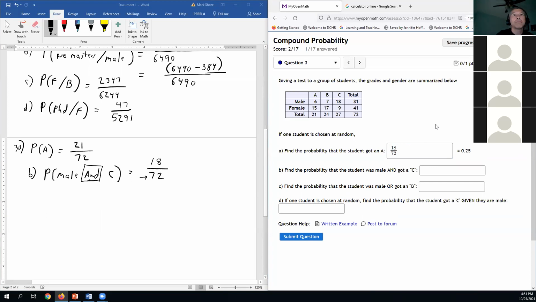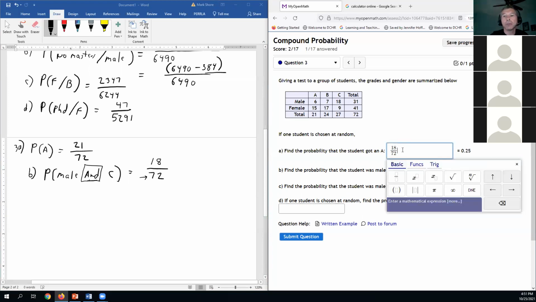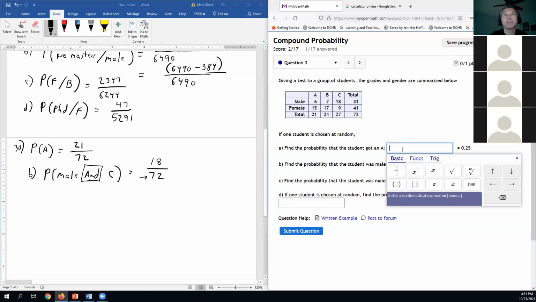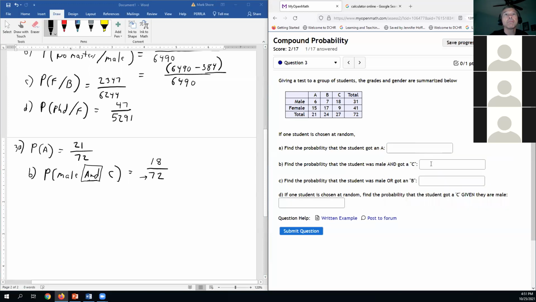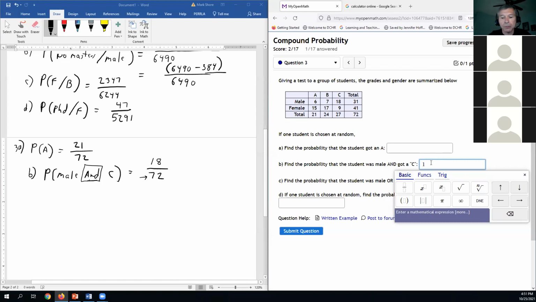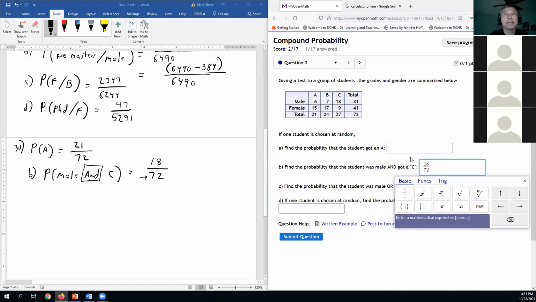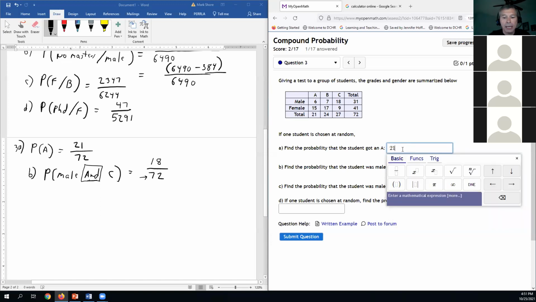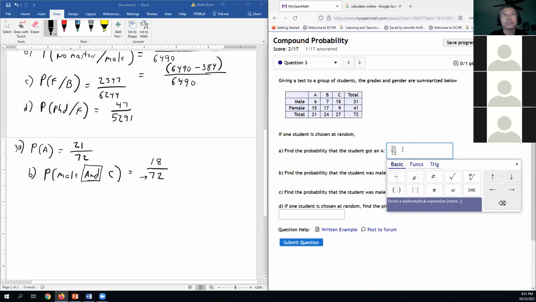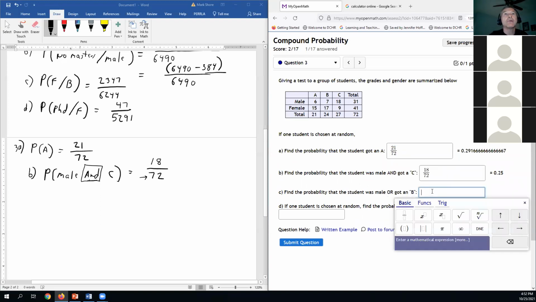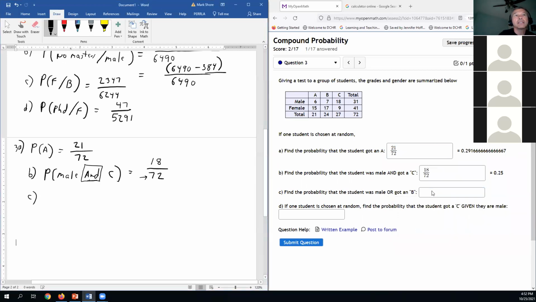That is the answer to part B. I didn't put in the answer to part A. Part B was 18 out of 72. I'll put in the answer for part A, which is 21 out of 72. That was just a straight probability of A. Now, this one's even harder here. On part C, it says find the probability that the student was male or got a B. So pay attention to that word male.